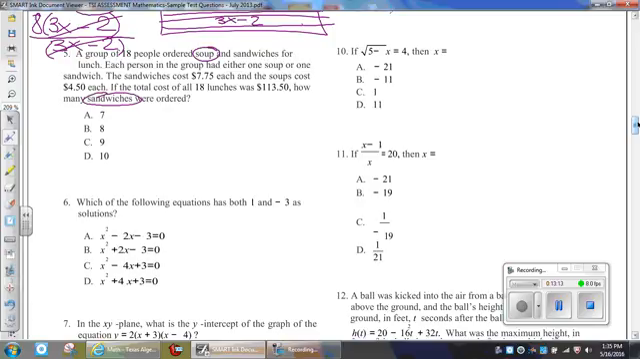Okay? So we have a group of 18 people, and they ordered soup and sandwiches. Each person in the group had either 1 soup or 1 sandwich. The sandwiches cost $7.75. So if we look at the question, it says how many sandwiches, right? So what I'm going to do is declare my variables. I'm going to say that x will represent the number of sandwiches. And I'm going to say that y will represent the number of soups.